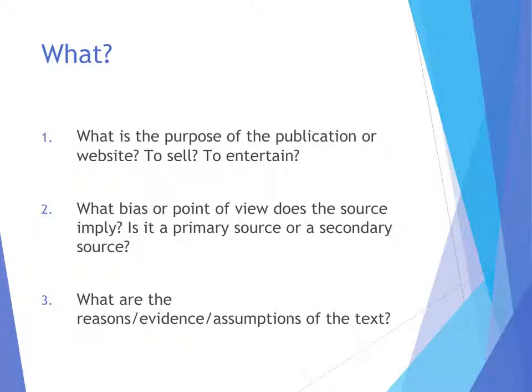The second journalistic question you should ask is what? What is the overall purpose of this publication? If it's a non-academic source, is its purpose to sell, to entertain? If you're sure the source is academic in nature, this is a much easier question to answer. You also want to ask yourself what biases or points of view the source implies, and whether or not the source is based on original, primary research. Finally, ask yourself what the reasons, evidence, and assumptions are for the text.